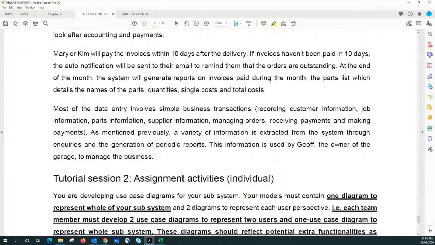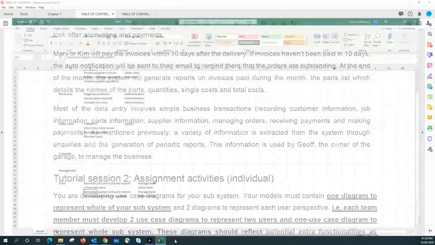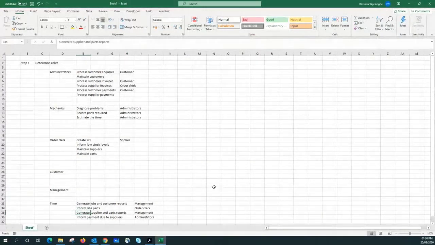Most of the data entry involves simple business transactions, recording customer information, job information, part information, supply information, managing orders, receiving payments, and making payments. As mentioned previously, a variety of information is extracted from the system through inquiries and the generation of periodic reports. This information is used by Jeff, the owner of the garage, to manage the business. Okay, so that's all I think we have, right?